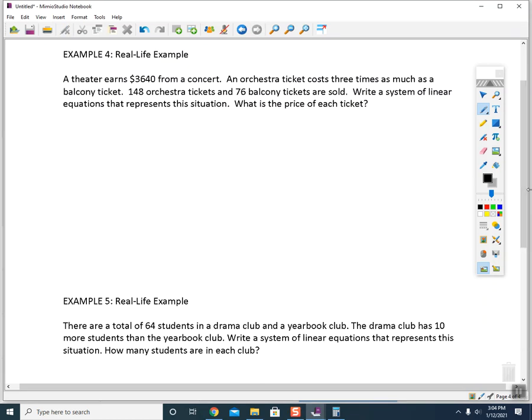So, some real life examples, and I know some of the trickier part of doing equations like this is setting these up, and I know that that's tricky, so we're going to work on these together.